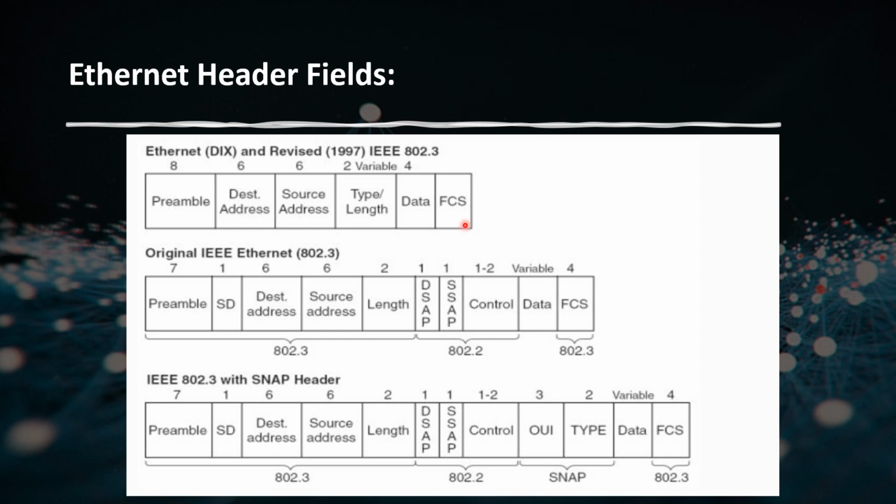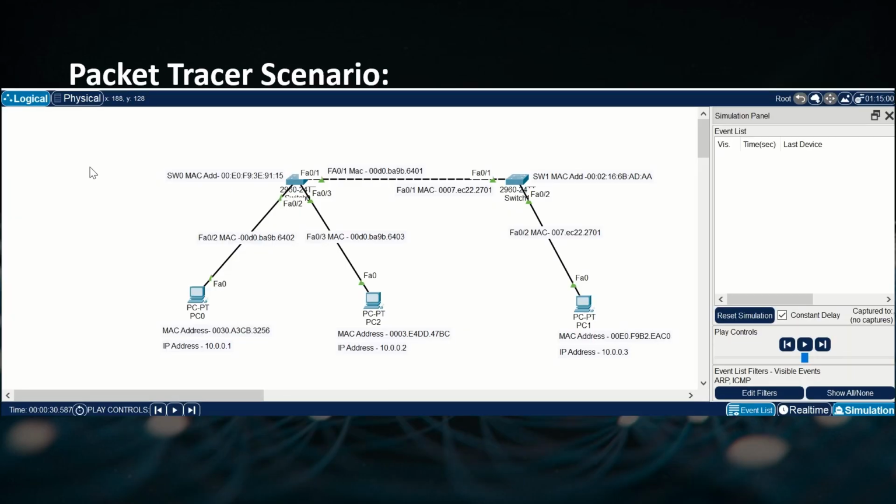And if you see the Ethernet header, these are the 3 varieties of the Ethernet header. This is the basic one. If you are aware of this Ethernet DIX and Ethernet IEEE 802.3, that is more than enough to learn the basics of the Ethernet header. And this is the simple topology which I have created.